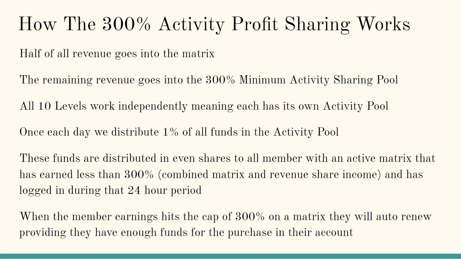We're paying 50% out in the matrix. That's half of the revenue paid out in matrix pay. The remaining revenue goes into a 300% minimum activity sharing pool. Each of the 10 levels has its own pool, I guess is a good word to use, and the rest of the funds go in there.